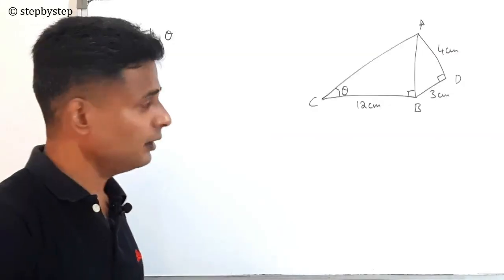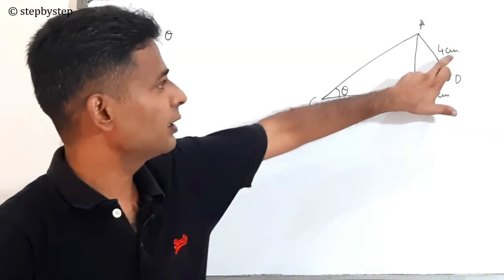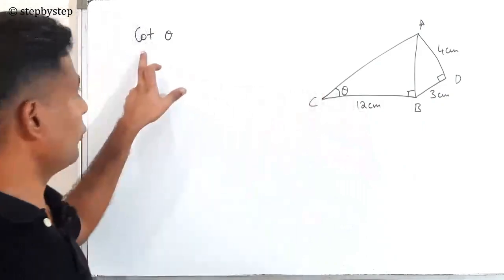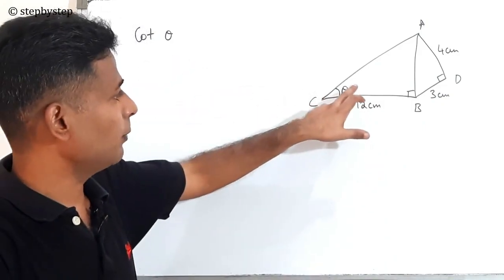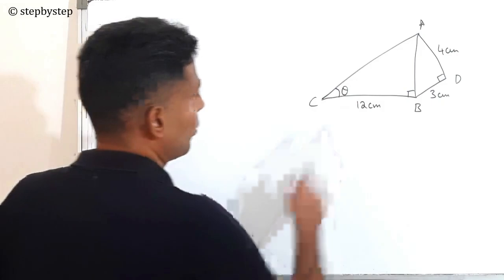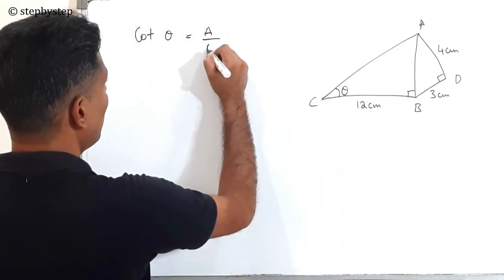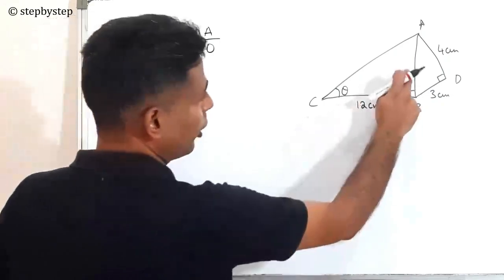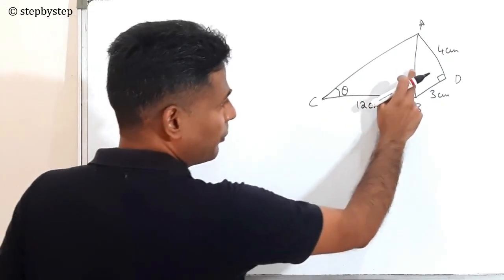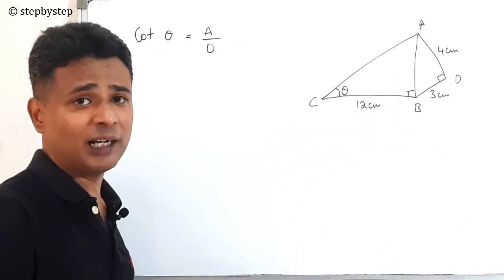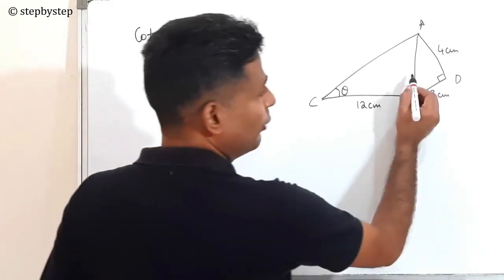The third question, they have given you this figure, they have given you a few sides and they have asked you to find cot theta. They have marked this as theta. So cot theta, what is cot theta? Adjacent by opposite. We have adjacent, but we need to find opposite because we do not have the opposite side. So how will you find this side?